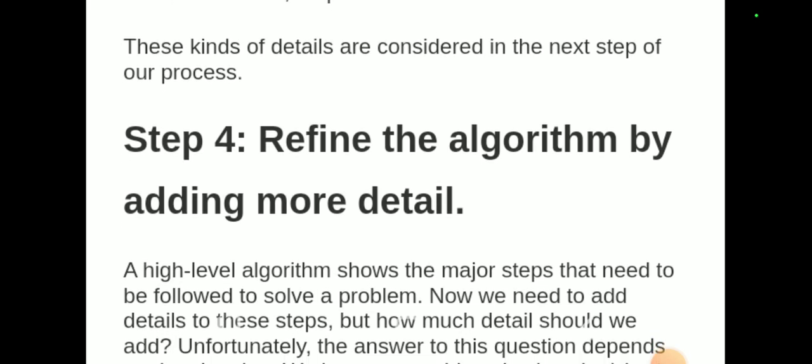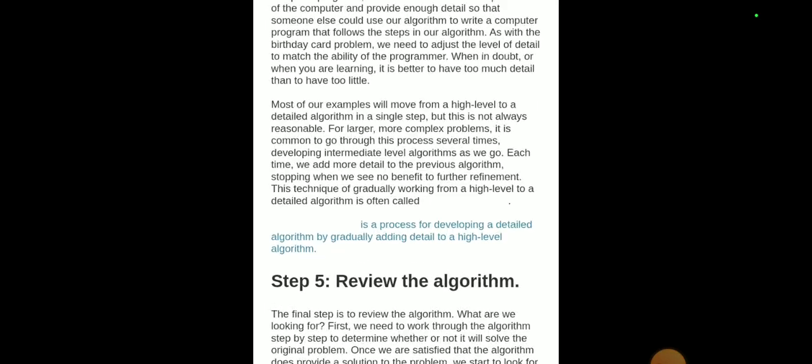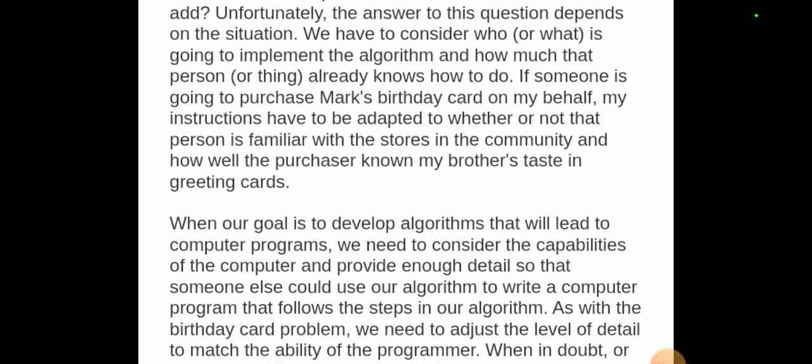Number 4 is refine the algorithm by adding more details. A high level algorithm shows the major steps that need to be followed to solve a problem. Now we need to add details to these steps, but how much detail should we add? Unfortunately, the answer to this question depends on the situation. We have to consider who or what is going to implement the algorithm and how much that person or thing already knows how to do.